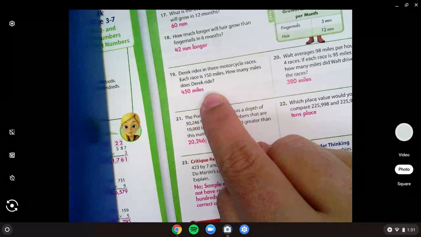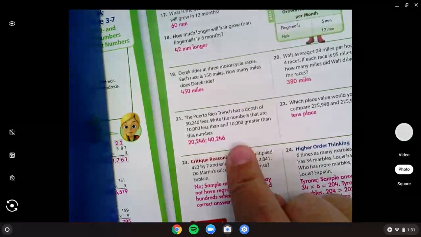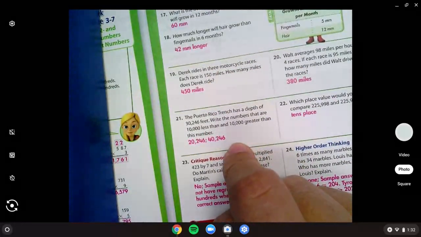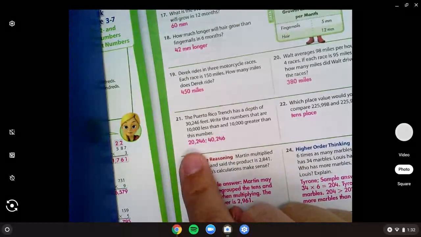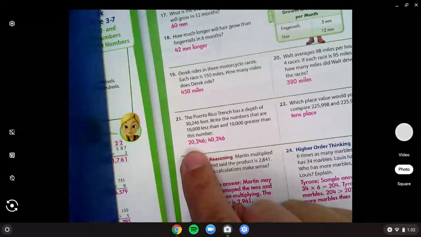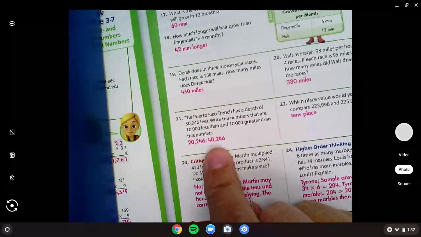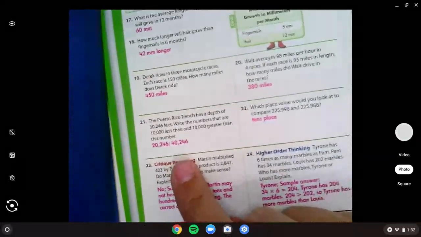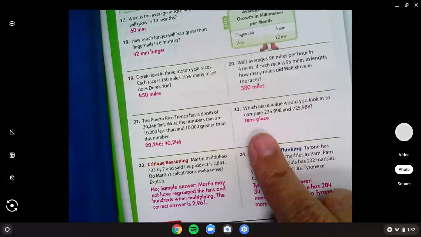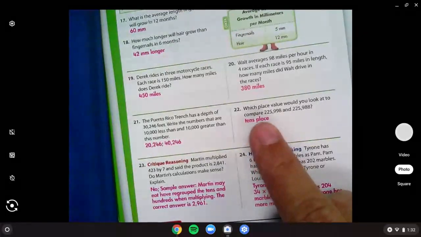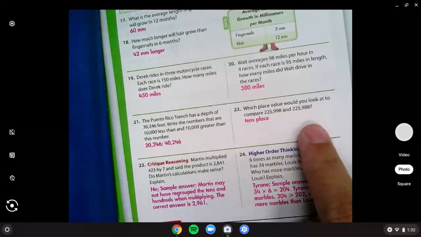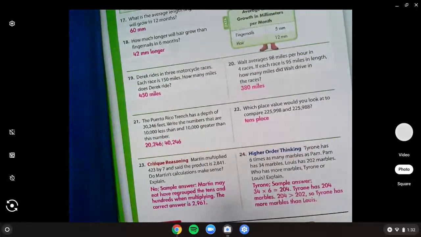All right, and then 21. You wanted to find 10,000 less, which should have been 20,246. And 10,000 greater should have been 40,246. And for number 22, the tens place would help you compare your numbers to see which is greater or which is less than. All right, so that was our homework from last night.